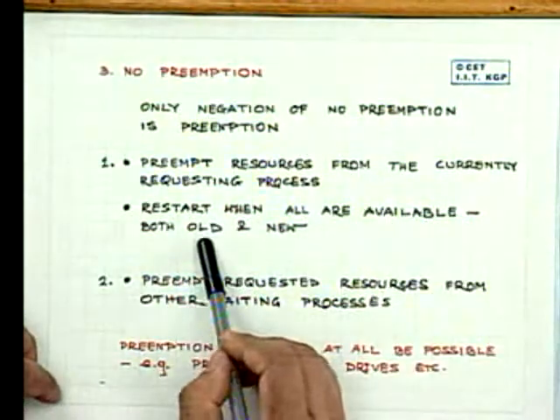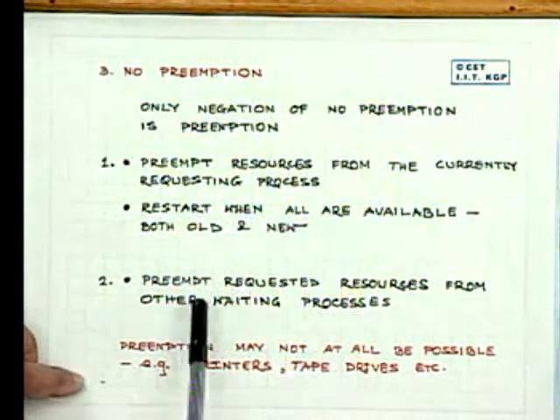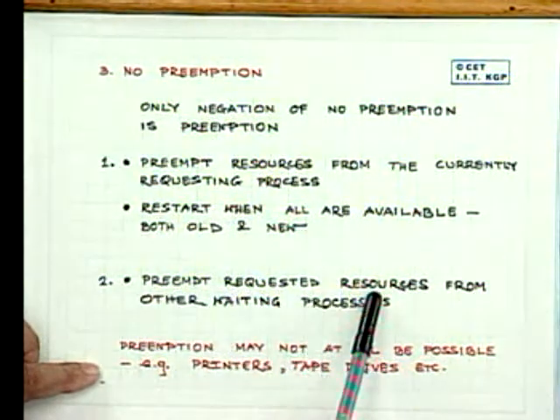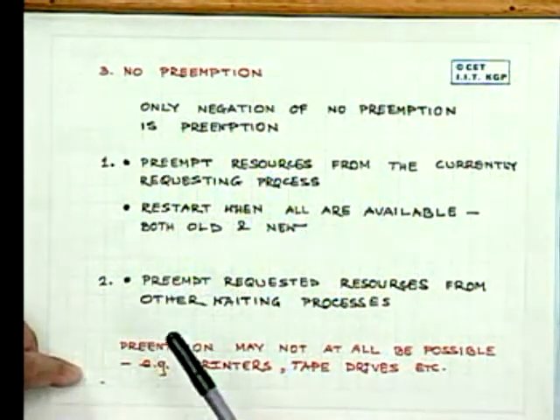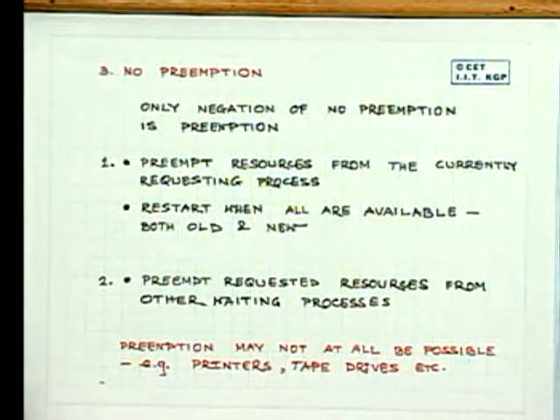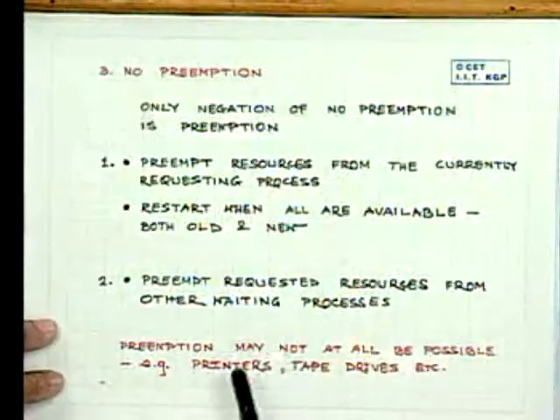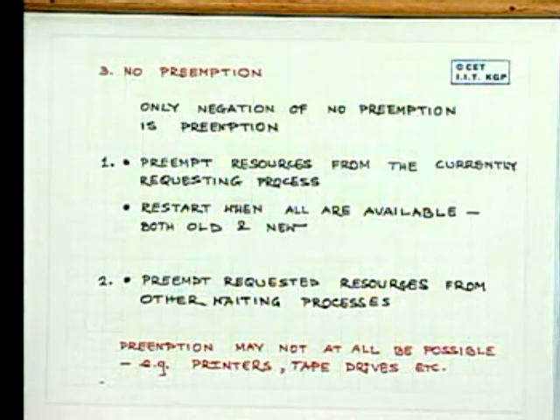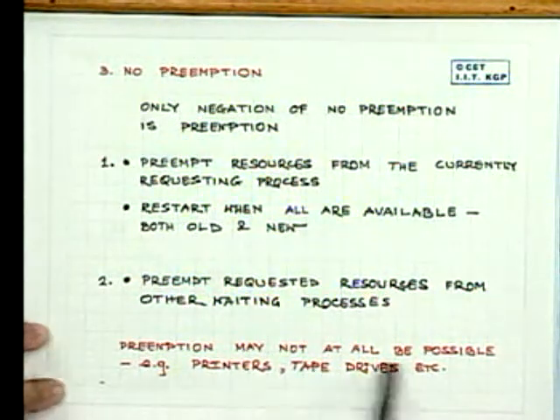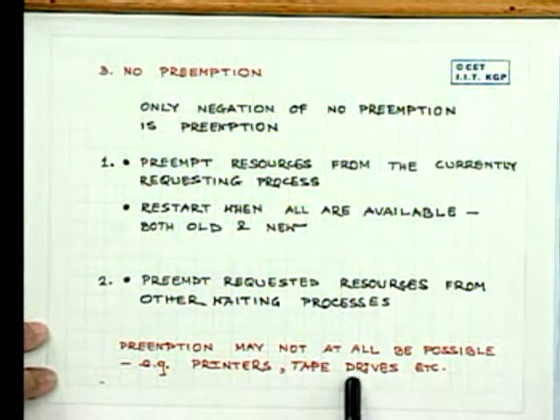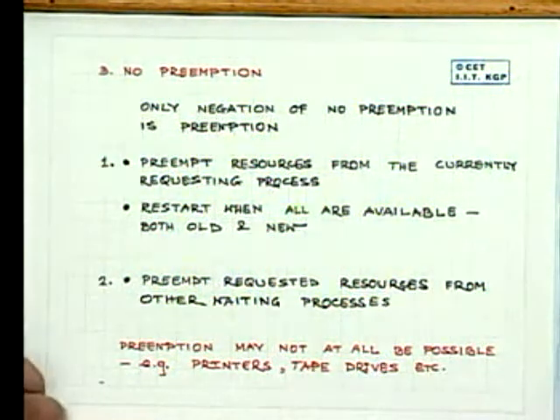Another way is that when a resource is requested by a process, you preempt the resources from other processes and give them to this process so that this process can continue. Now, this preemption may not be possible, as I said, in the case of non-shareable resources like printers and tape drives, and therefore it may not be achievable at all.